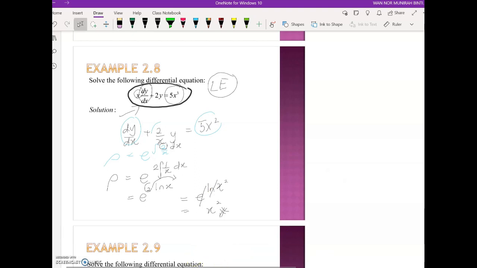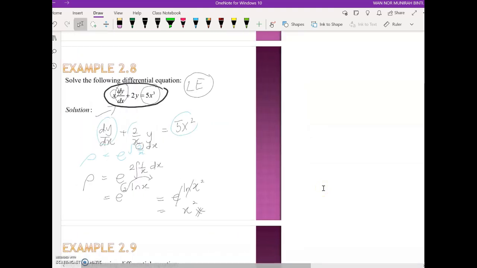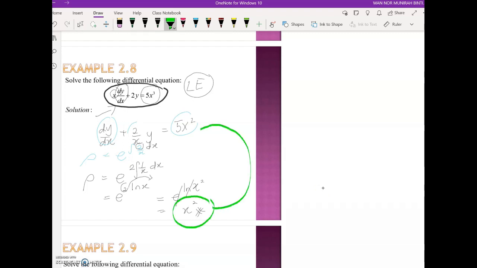After you have the integrating factor, what you need to do next is multiply your integrating factor to both sides of your equation that you already reduced in the form of dy/dx plus py equals q. Not this one, but this one. I just highlight this equation. So multiply both sides of the equation by x squared so that I have x squared dy/dx. I just write this as y prime.